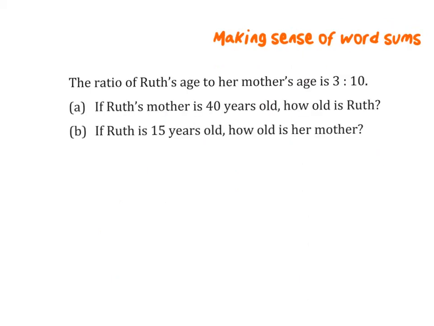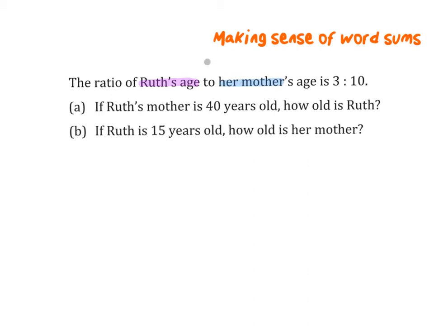But what if the question is given in the form of a word sum? Now you will have to construct your own ratios. Let's consider the following example. The ratio of Ruth's age to her mother's age. So already we know that these are the two things that we are working with in this case. So we have Ruth and we have her mother, which is being compared.